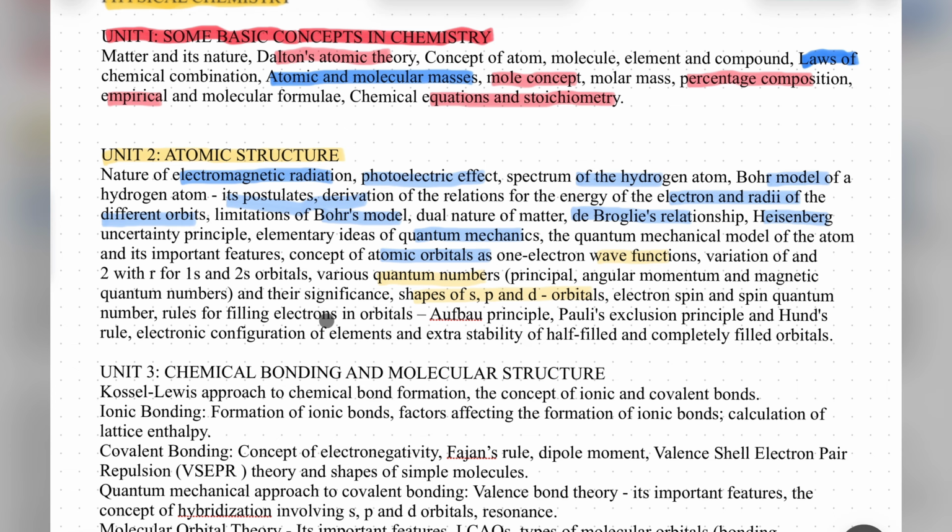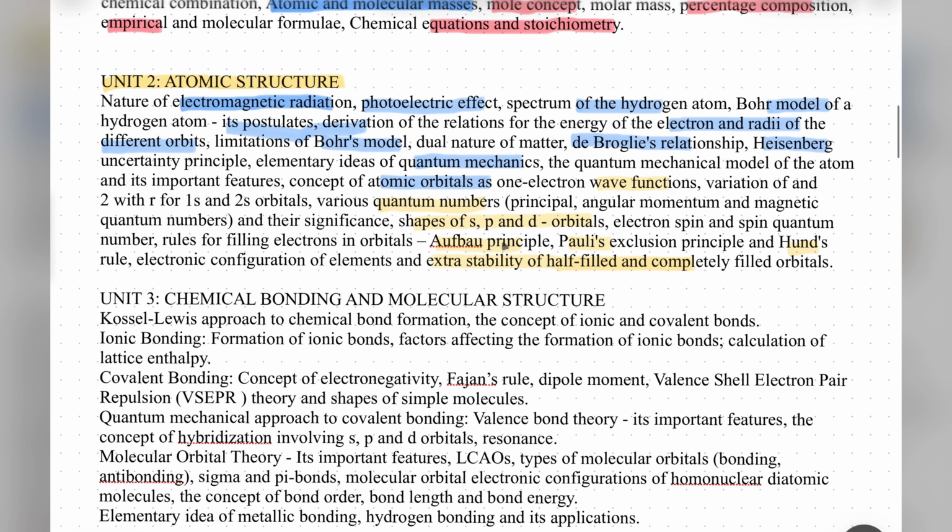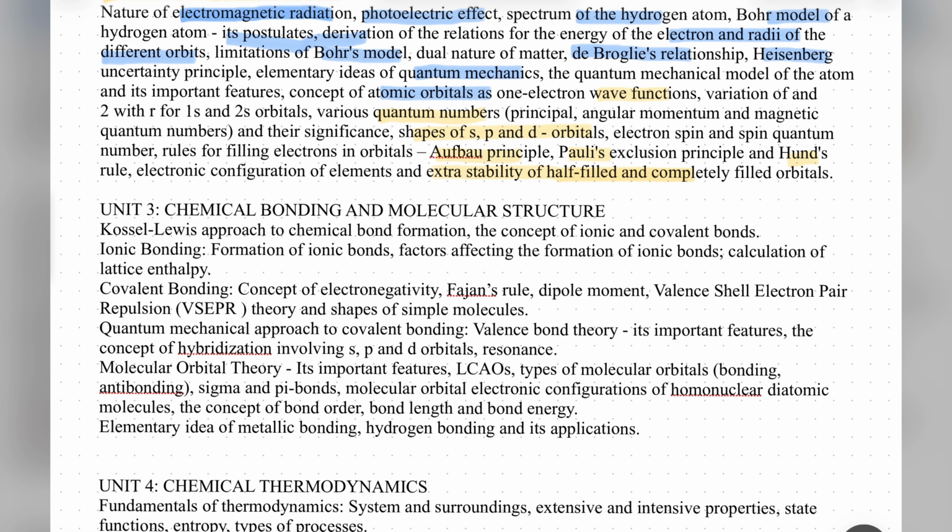And Aufbau principle, Pauli principle, everything, Hund's rule. And stability of half-filled orbitals. This is also previously asked one question, 2025. These all are there. Clear? Don't forget. Next one, Unit 3. Come to Unit 3.